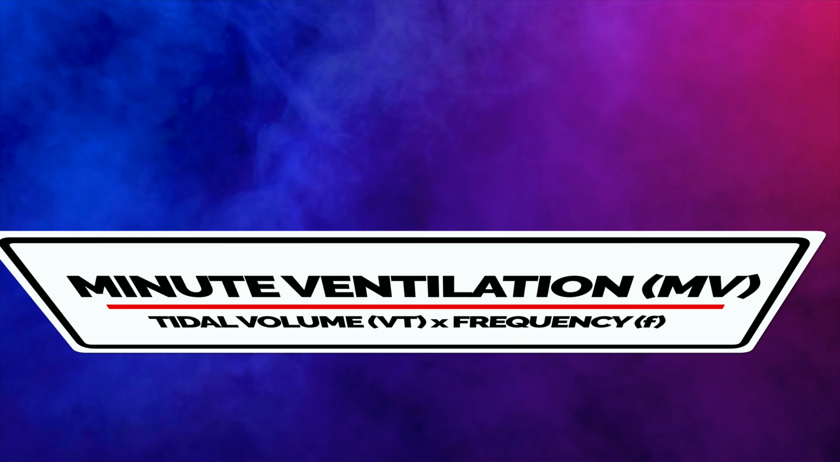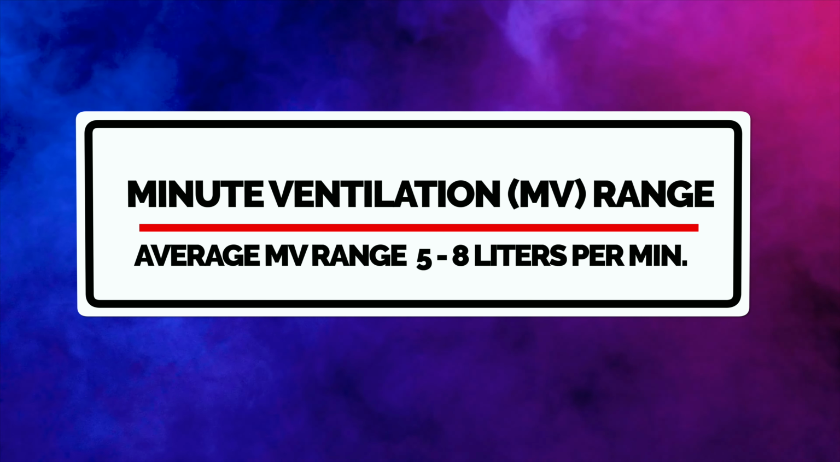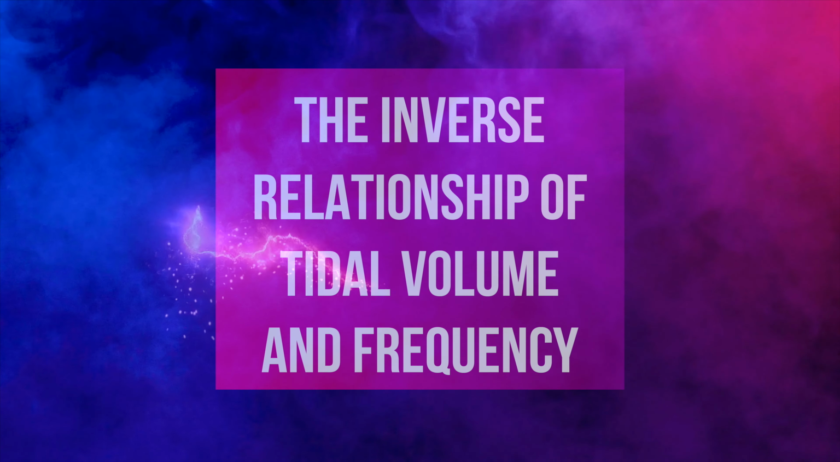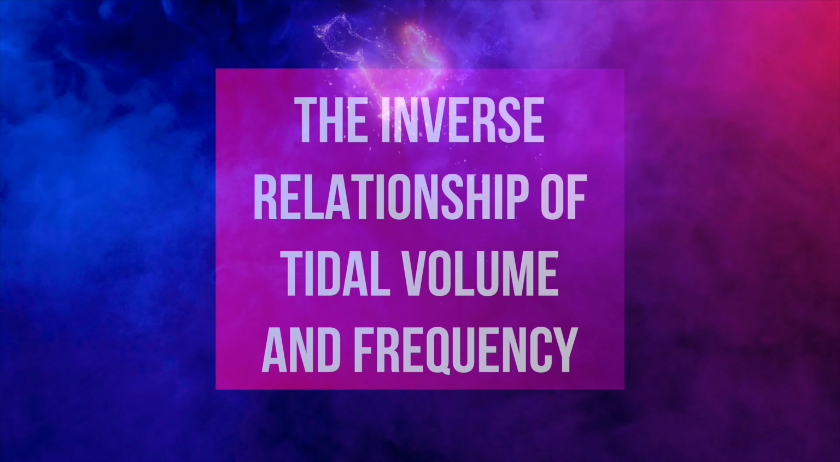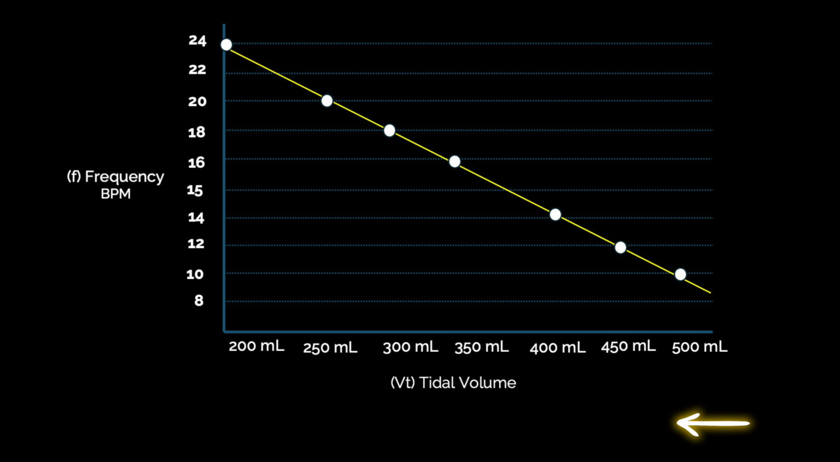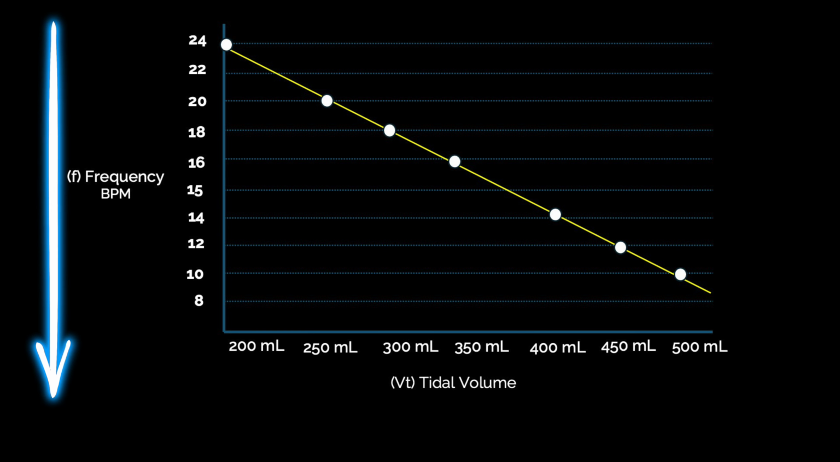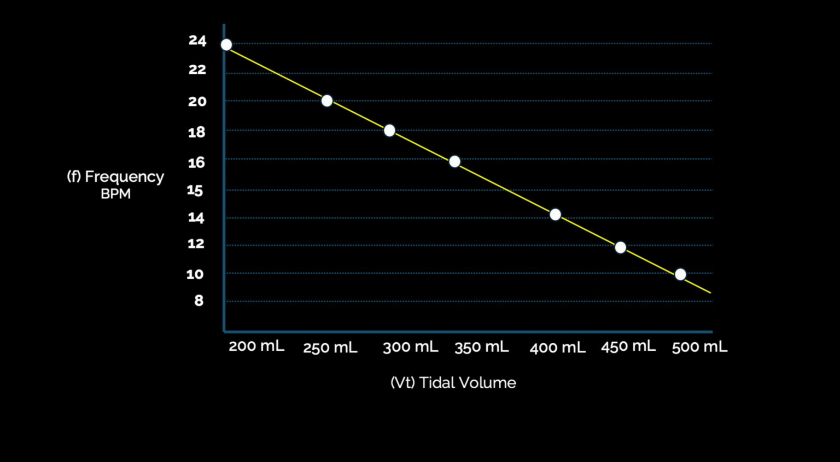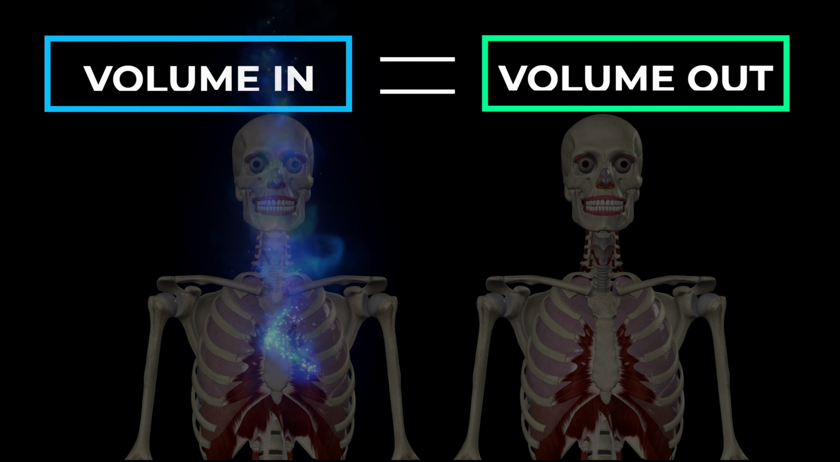The average minute ventilation range in adults is between 5 and 8 liters per minute. Tidal volume and frequency influence minute ventilation and have an inverse relationship. As the ventilation frequency increases, the tidal volume decreases. As the tidal volume increases, the ventilation frequency decreases to allow adequate time for exhalation, a passive process.